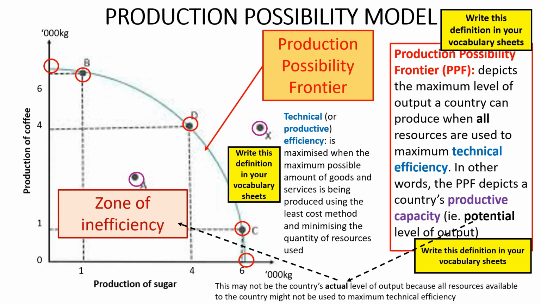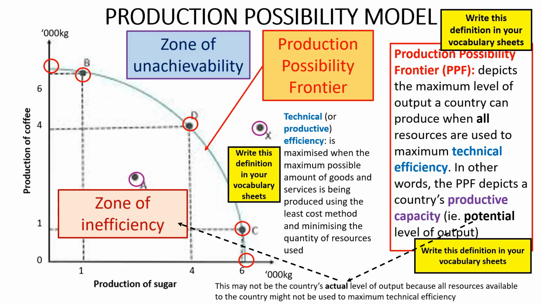This then brings us to the third of the zones that make up the production possibility model. This is the zone of unachievability.